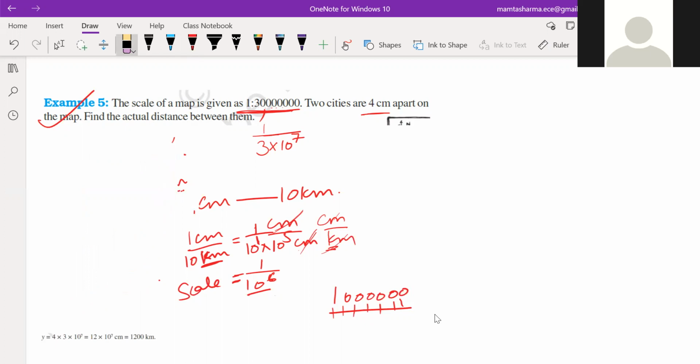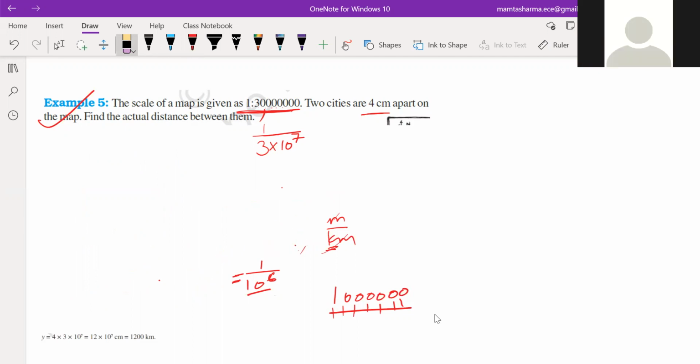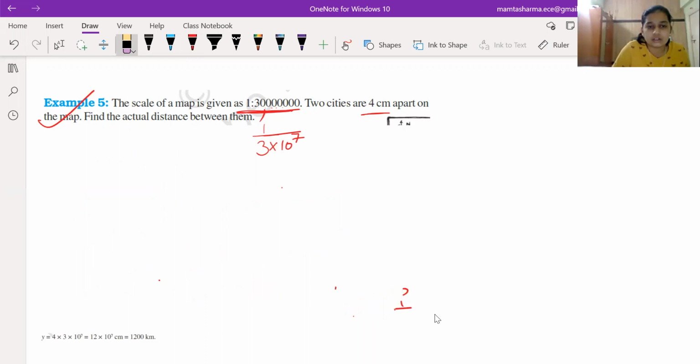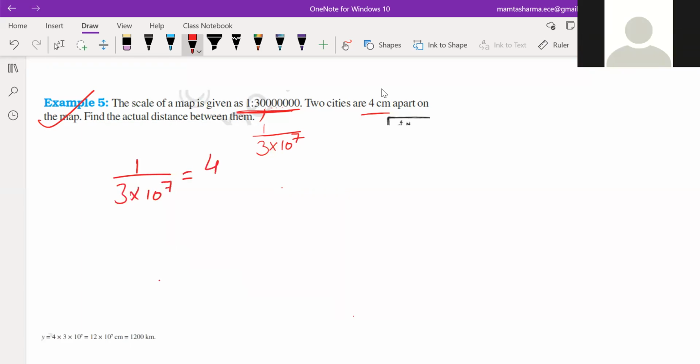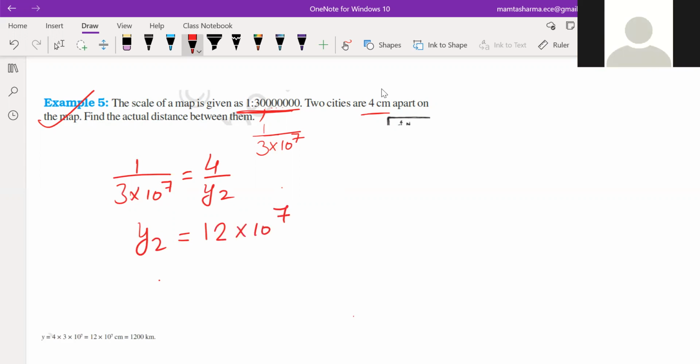Yeah, who will tell me? Shubhra. Yes, ma'am. Tell me, how will you solve this question? Ma'am, 1 by 3 into 10 to the power 7 equals 4 by y2. Now y2 comes to be 3 into 10 to the power 7 into 4, that means 12 into 10 to the power 7. Okay, so this is correct.